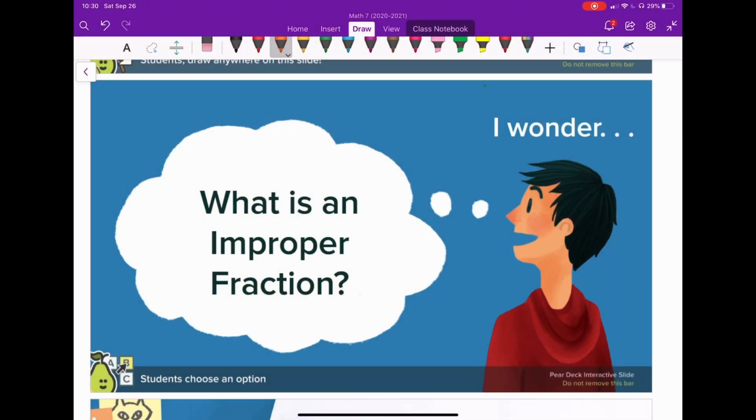Okay, so what is an improper fraction? An improper fraction is a fraction that has a larger numerator, okay? So the top number is bigger than the denominator, which is the bottom number.